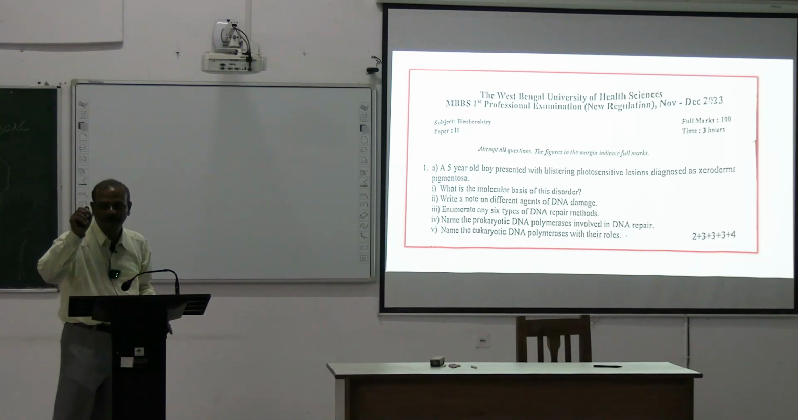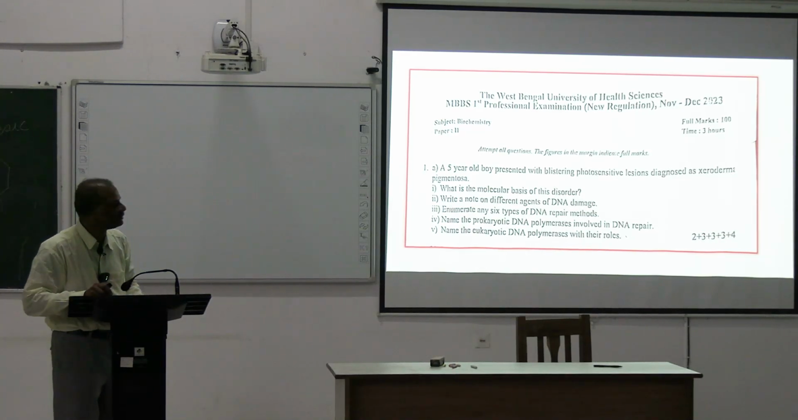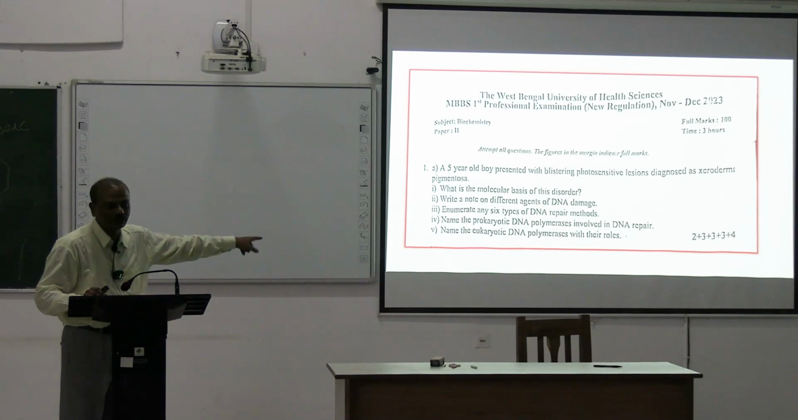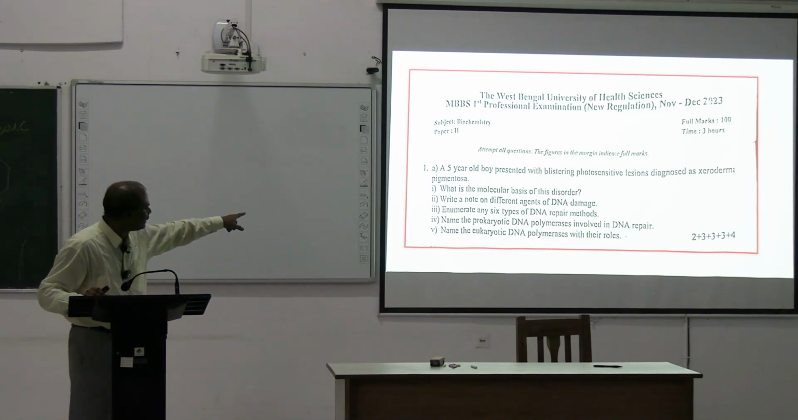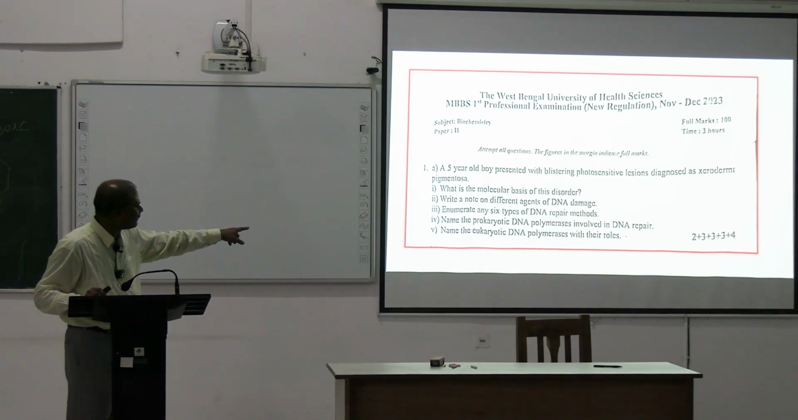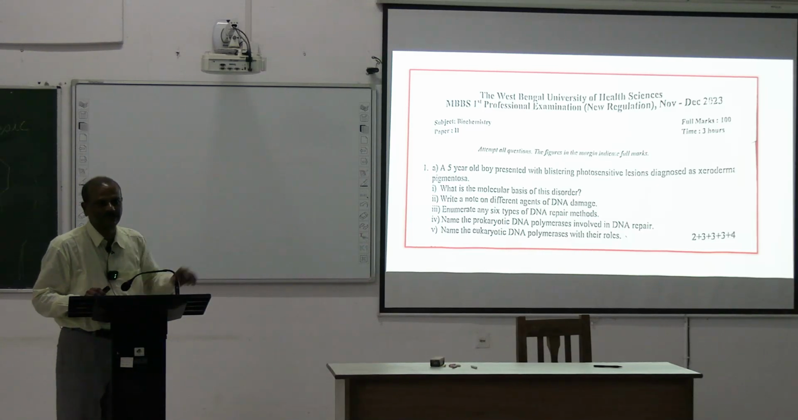You people kept on gossiping. Enumerate the 6 steps of DNA damage repair methods, which I have told. I have told the different notes on different agents of DNA damage. Name the prokaryotic DNA polymerase involved in DNA repair. I have told earlier also. Name the eukaryotic DNA polymerases with the roles, it was discussed in the first line.